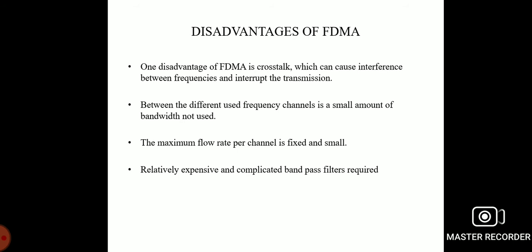Now we are going to discuss the disadvantages of FDMA. One of the disadvantages of FDMA is the crosstalk effect, which causes interference between the frequencies and also interrupts the transmission between different users' frequency channels. Some small amount of bandwidth is not used. The maximum flow rate per channel is fixed and small, and relatively expensive and complicated bandpass filters are required.